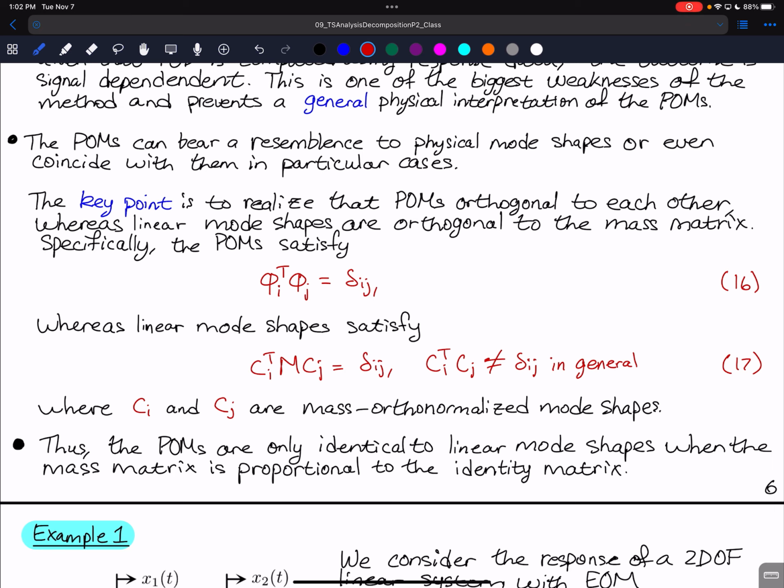So the key thing here is that the palms are only going to be identical to linear mode shapes when the mass matrix is proportional to an identity matrix, which is generally true in a lot of simple academic examples, but is never true in real life, where you have continuous structures.